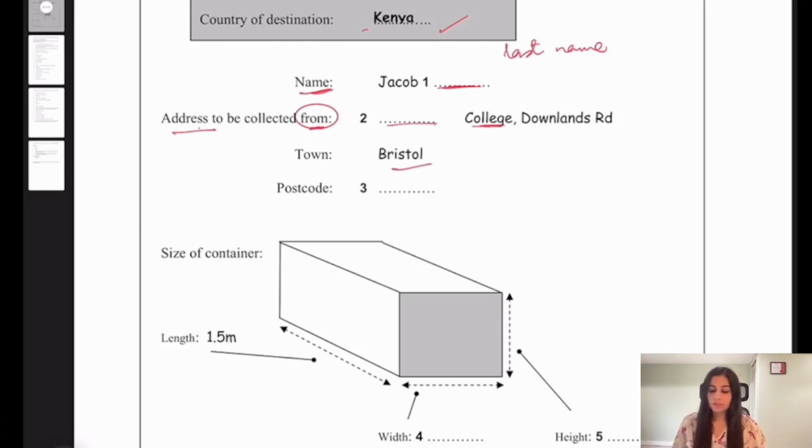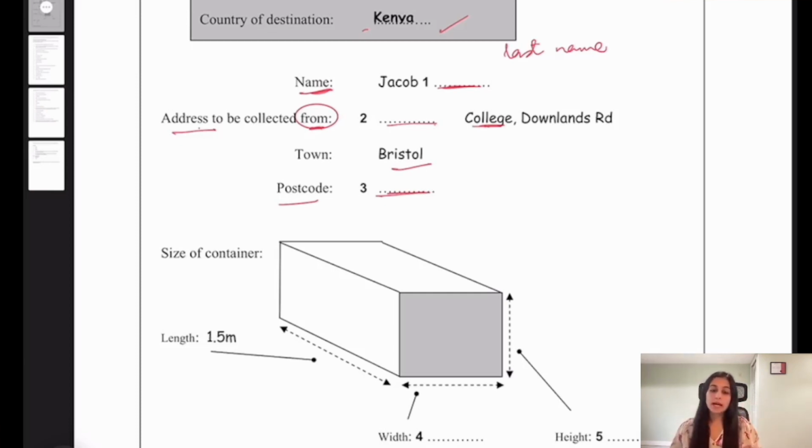Town, we have the town's name, we have postcode next, and here obviously we can predict that the answer will be in alphabets as well as numbers. So the pin code or postal code is usually a combination of three letters and three numbers, I guess.